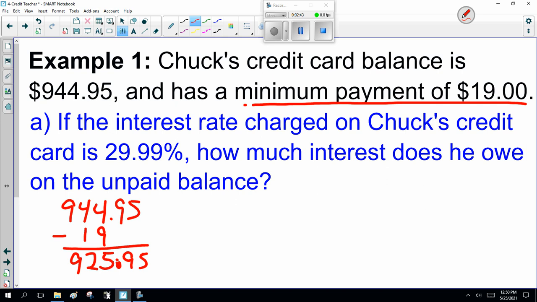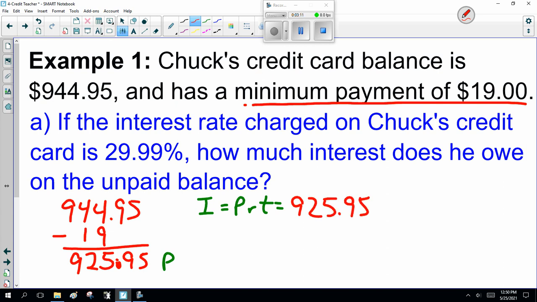Now, there are two tricks to credit cards. The first is the minimum payment. If you don't make the minimum payment, it will be bad. The second is that the interest charged is simple interest. So I equals PRT. In this instance, the principal is $925.95.